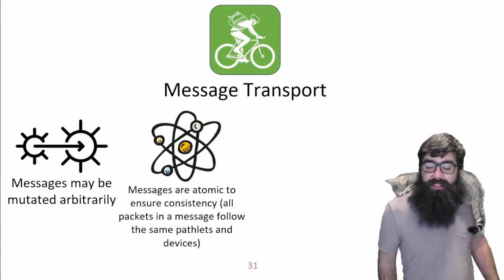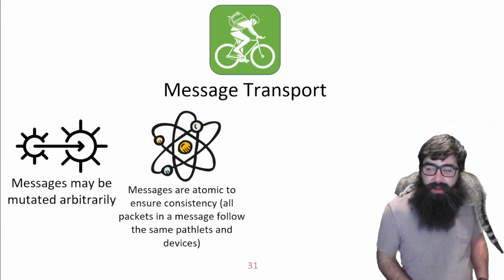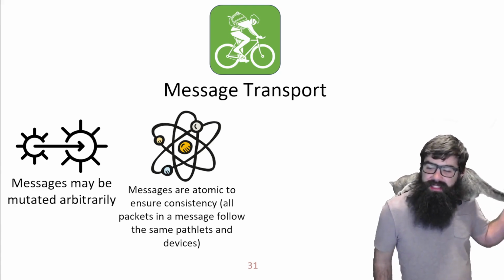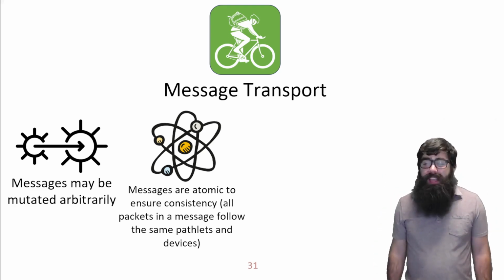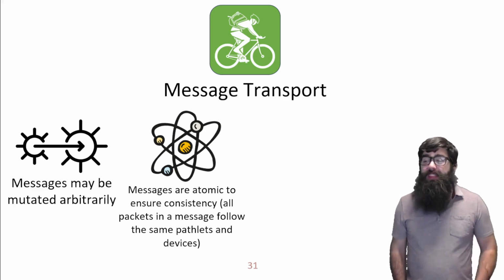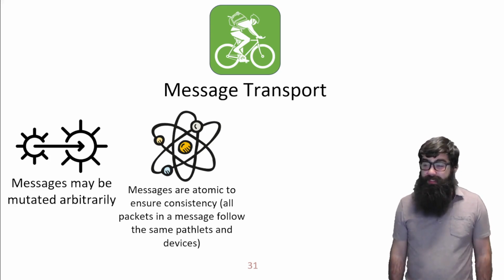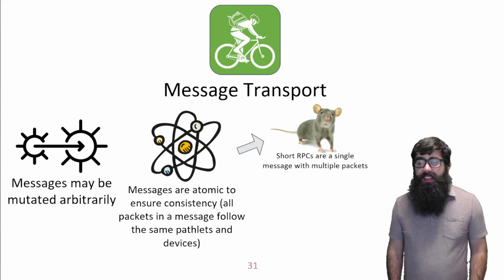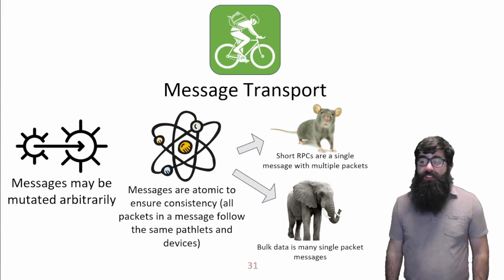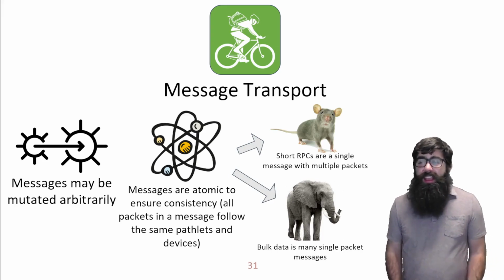If you allow for messages to be arbitrarily mutated and arbitrarily load balanced across the network, it gets very difficult to reassemble and use these messages correctly. In TCP, all packets in the same message are treated the same, so they follow the same paths and are processed by the same devices. With applications that are generating short RPCs, each RPC is its own message, even if it contains multiple packets. However, this is not the case for applications that send bulk data through the network. File systems that are sending large chunks of data throughout the network have each packet marked as a separate message so that it can be processed differently and load balanced across the network.